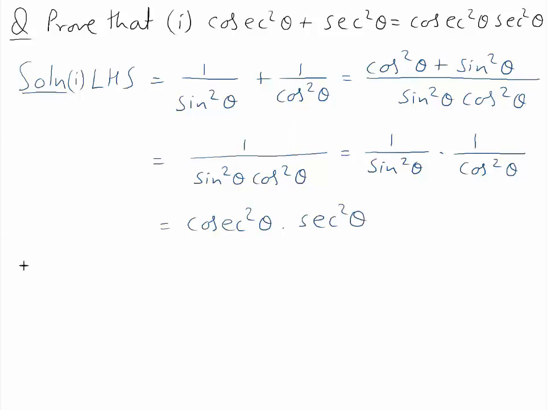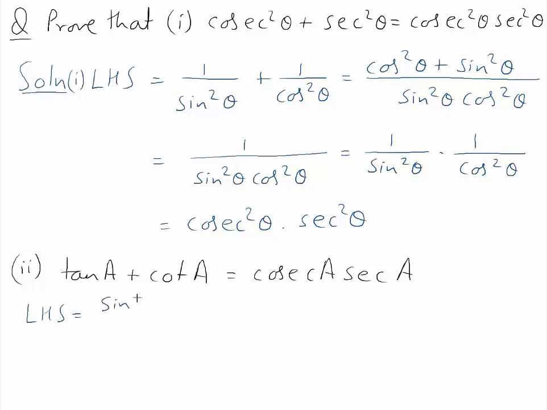Now let's do another question. Now next is to prove tan A plus cot A equals cosec A multiplied by sec A. So A again represents an angle, just like theta. So LHS is sin A by cos A plus cos A by sin A.